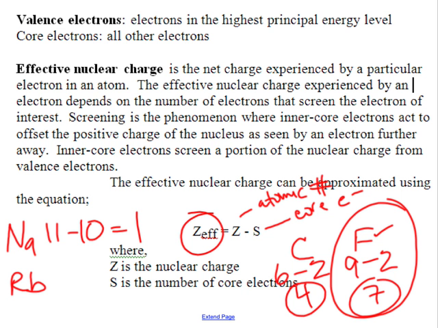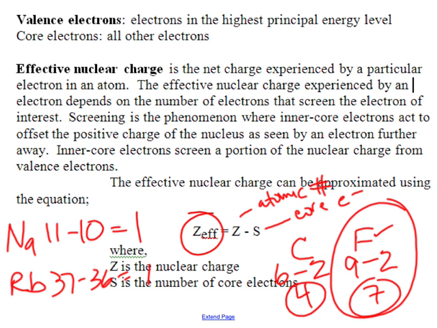Rubidium, what's its atomic number? 37. And how many core electrons does it have? 36. So you're telling me they're the same size? They have the same effective nuclear charge. No, you can't utilize Z effective when you're comparing things with different numbers of core electrons, okay?